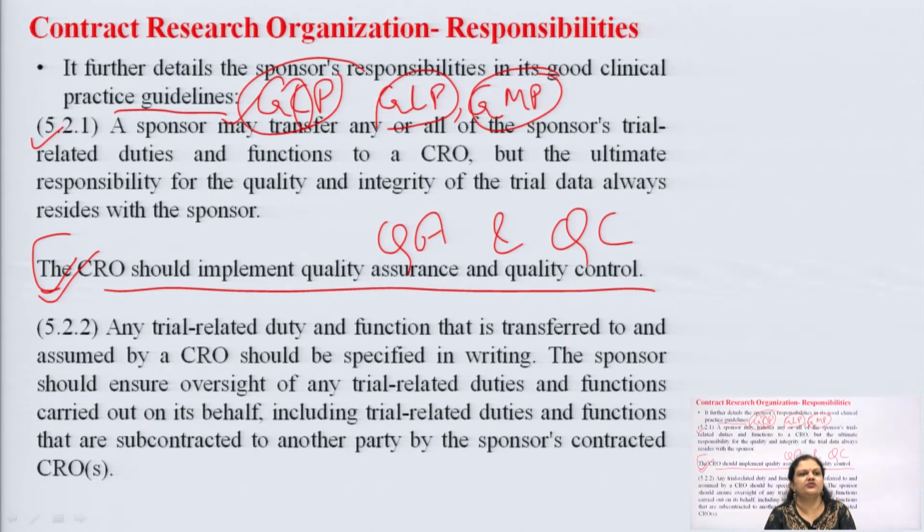The sponsor should ensure oversight of any trial-related duties and all the functions of the clinical trial carried out on its behalf, which includes the trial-related duties and functions that are subcontracted to another party by the sponsor's contract research organizations. Okay.